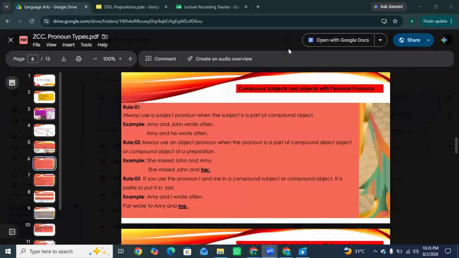Okay. So rule number 2 is always use an object pronoun when the pronoun is part of a compound direct object or compound object of a preposition. Okay. Like use an object pronoun in a compound object. Like she missed John and Emma.